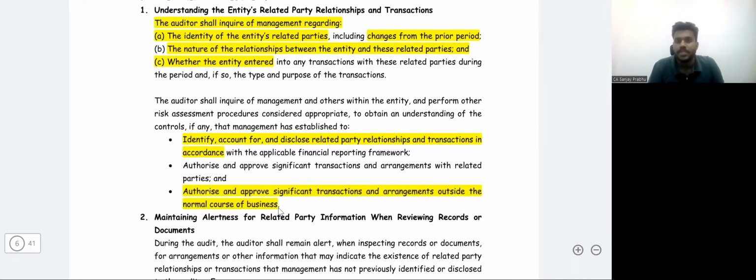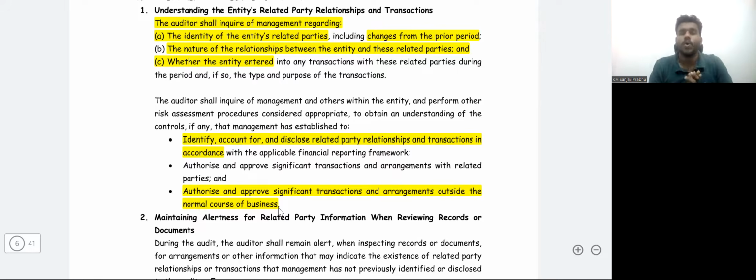Okay, agree to this? Yes. So we have to inquire to the management 6 things, 6 matters. First of all, who are the related parties? Whether any changes from the prior. What is the nature of relationship? What are the transactions the entity had with the related party? Next, what are the controls implemented by the management to identify, account, disclose the related party? Who authorizes and approves the related party? Who authorizes and approves the transactions which are outside the normal course of business?